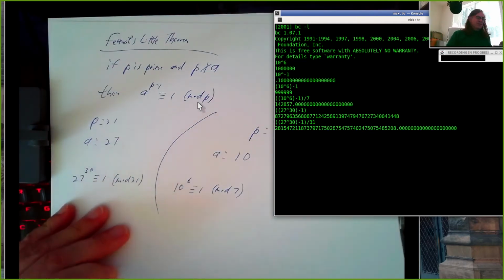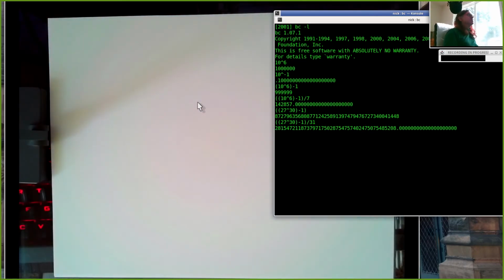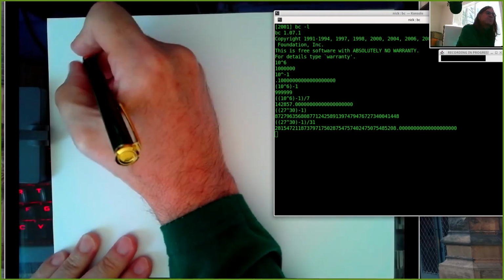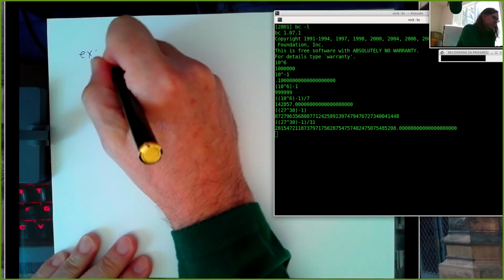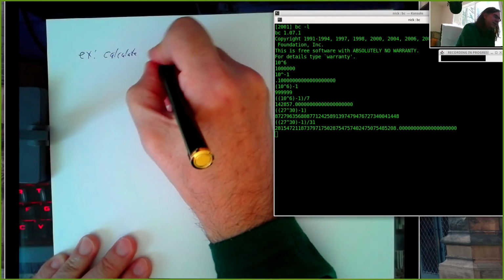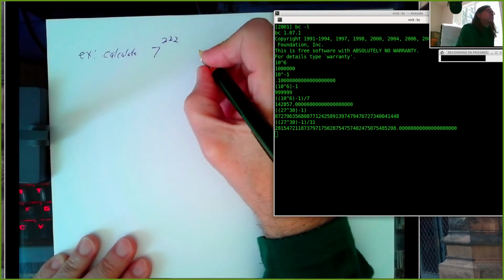And we'll make use of this when we do public key crypto. But this is also useful for doing large arithmetic in general. So Fermat's little theorem has its own applications. So for example, let's calculate 7 raised to the 222 mod 11.